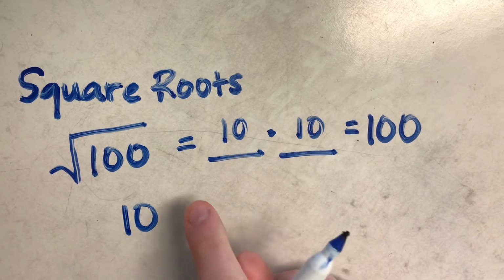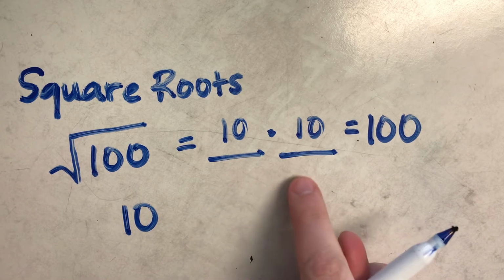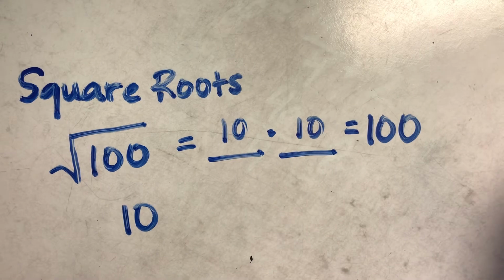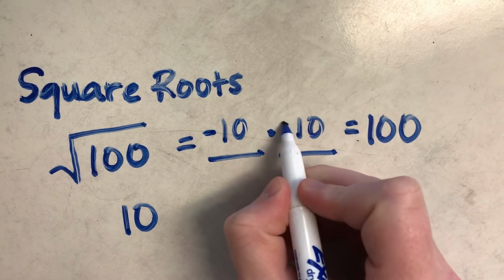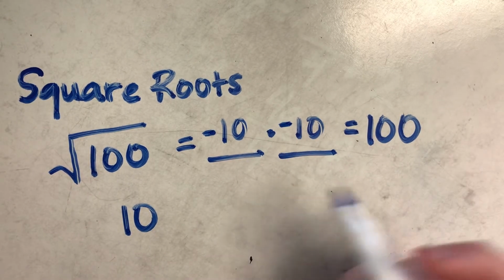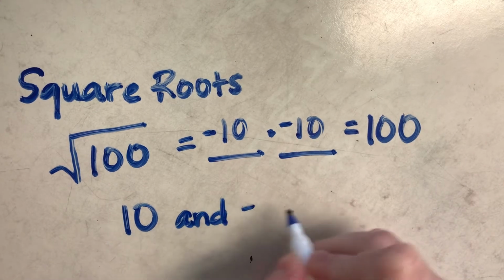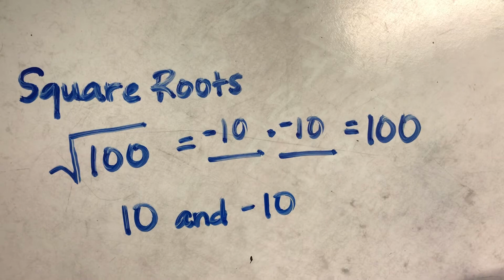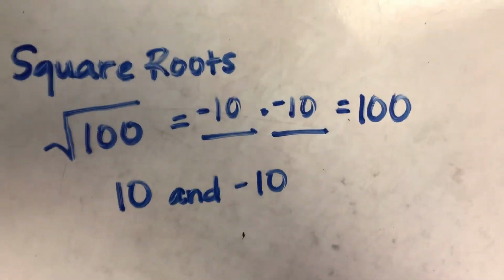Now with this, take a minute and think if there's anything else times itself that'll give you 100. It's not going to be another number with different digits, but we do know a negative times another negative should give us a positive. So negative 10 is also a solution. So for square roots, you're going to have two different answers: the positive number and the negative number.